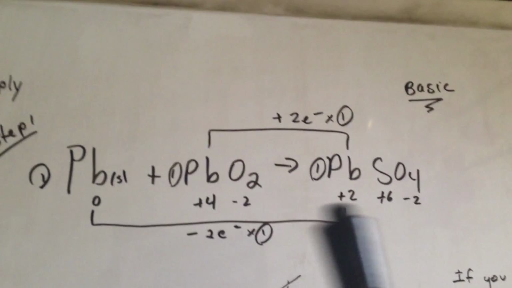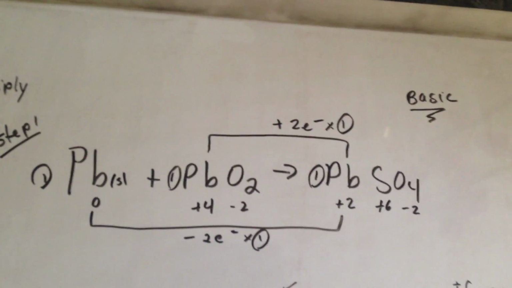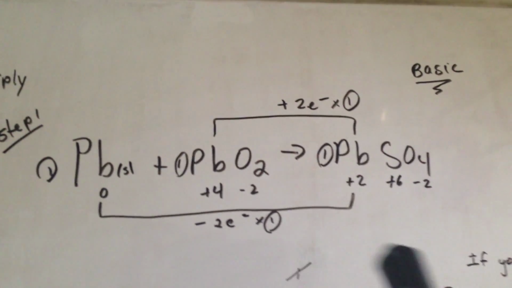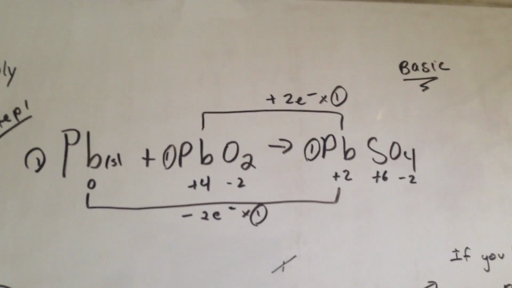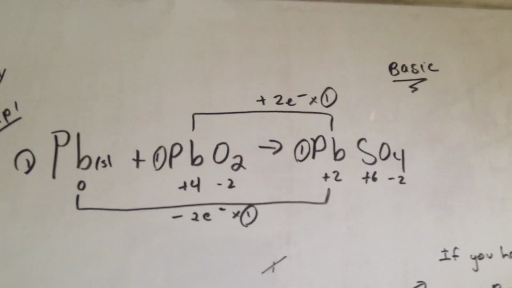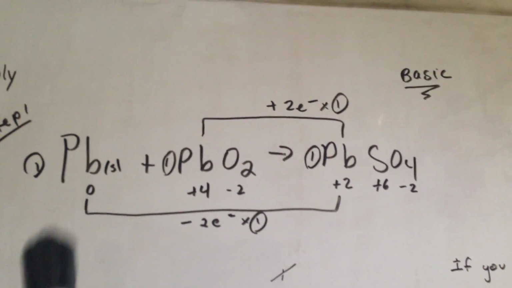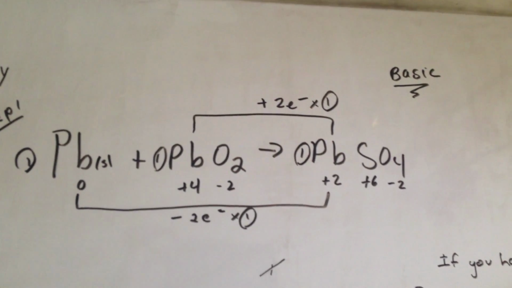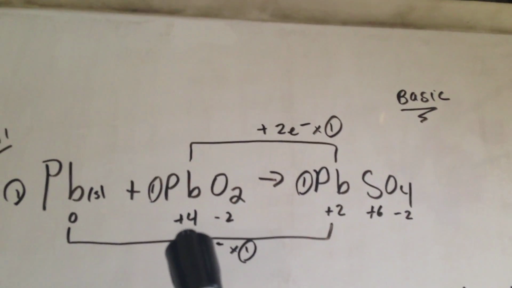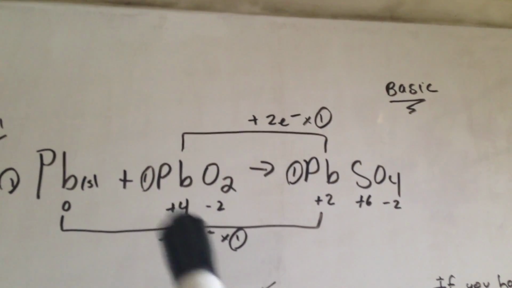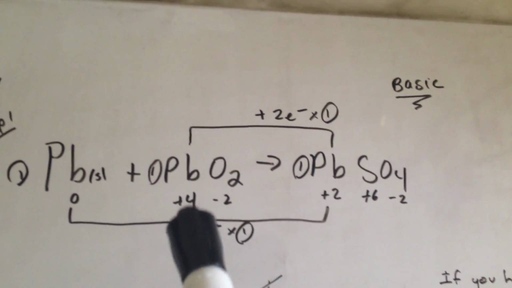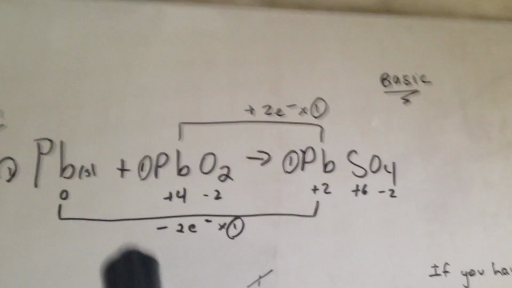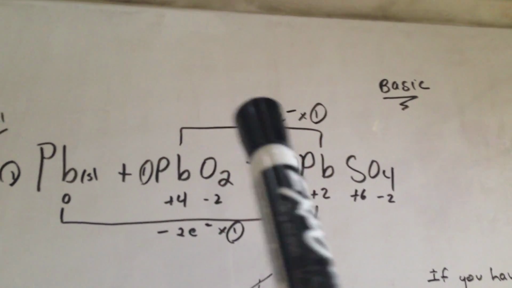Okay, so we have to figure out which one is being oxidized and which one is being reduced. When you go from 0 to +2, that is being oxidized. That means it's losing electrons. Exactly, in this case you go from 0 to +2, so you're losing 2 electrons, so you do -2 electrons. Now here we go from lead +4 to +2. What are we doing? We're adding 2 electrons, okay? We're reducing it, so we're reducing by 2 electrons.